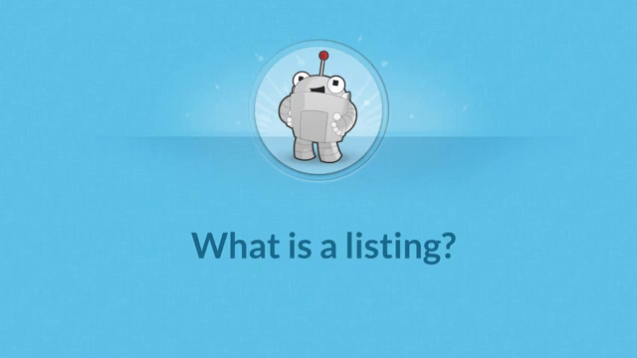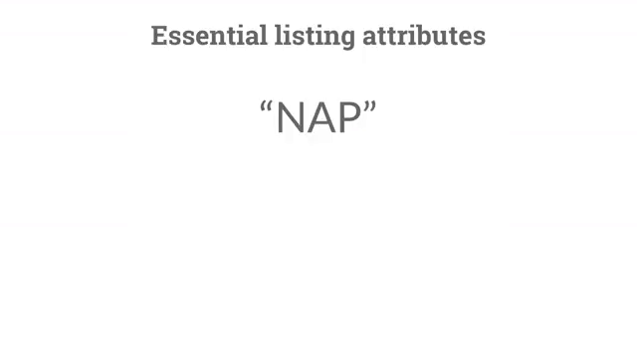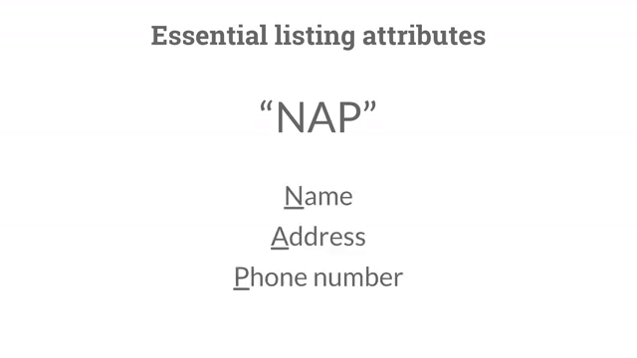In this lesson, we're going to be answering this question: what is a listing? A business listing contains all of the essential information associated with a business online. The most common way of referring to the essential components of that is by saying it's NAP. A listing has a NAP, or a business has a NAP. That stands for name, address, and phone number. These three attributes make up the core of any business listing.